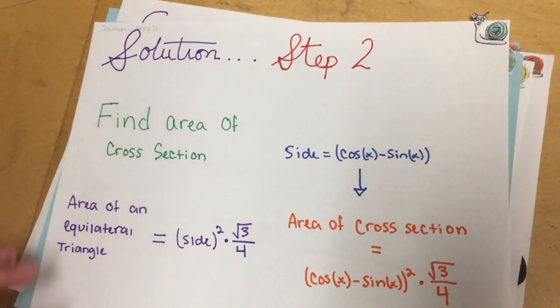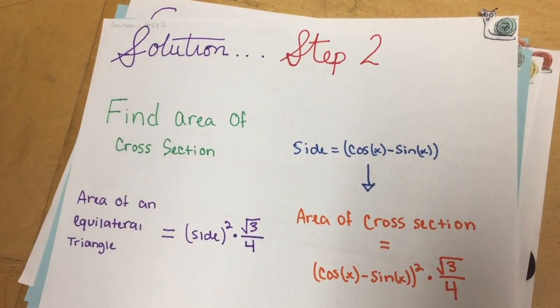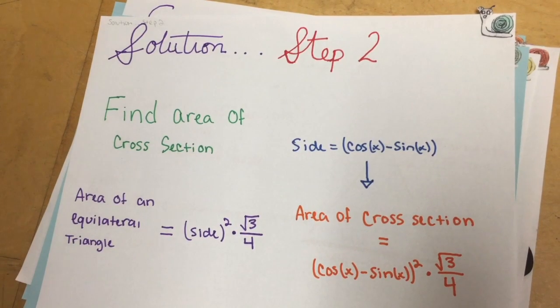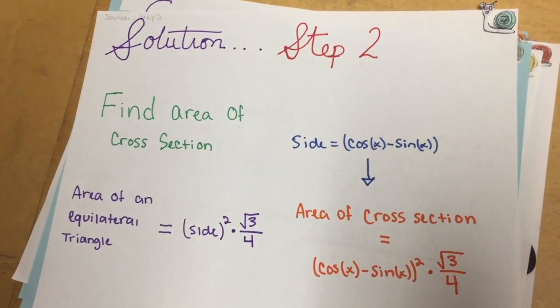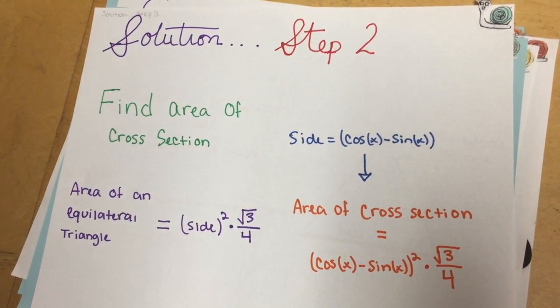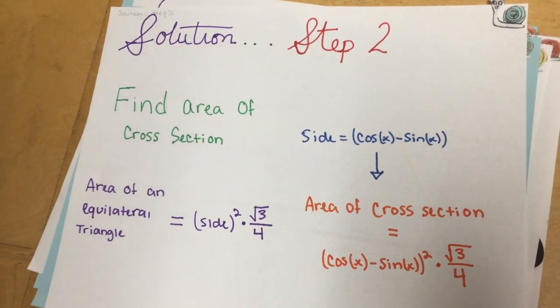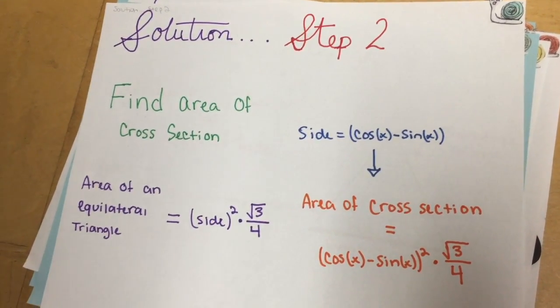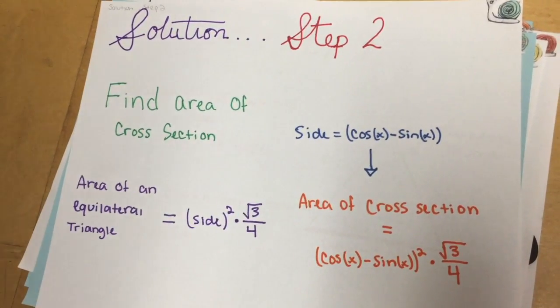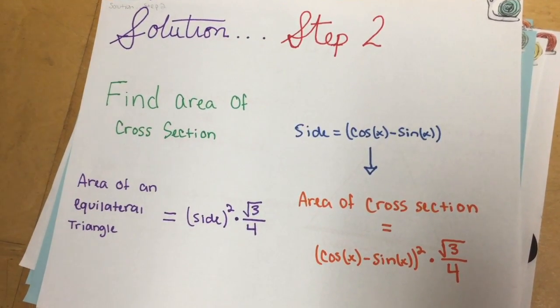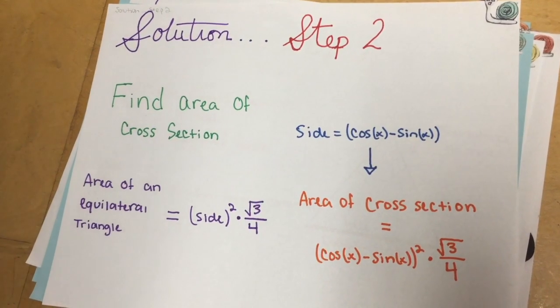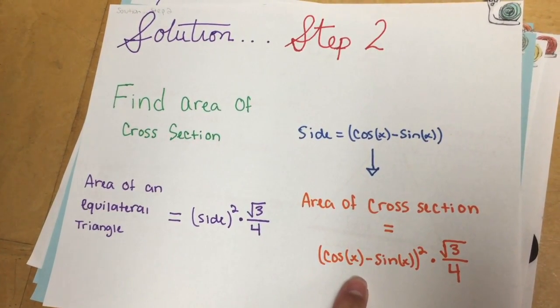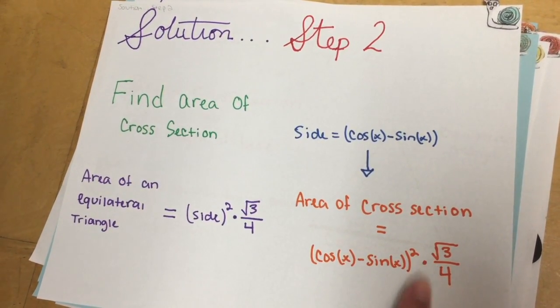The next step is to find the area of the cross-section. So now remember that the area of an equilateral triangle is the side squared times the square root of 3 over 4. So remember that the side length that we found in the last step was cosine of x minus sine of x. If we plug that into the formula for the area of an equilateral triangle, we have cosine of x minus sine x squared times the square root of 3 over 4.